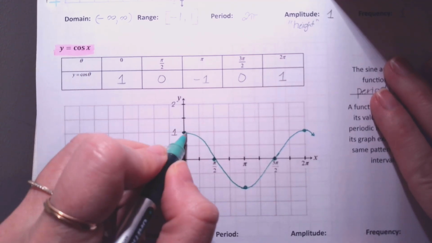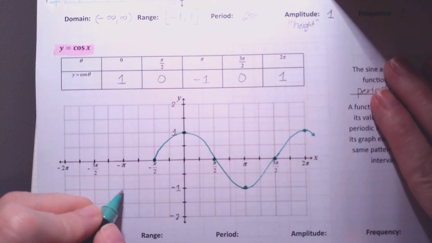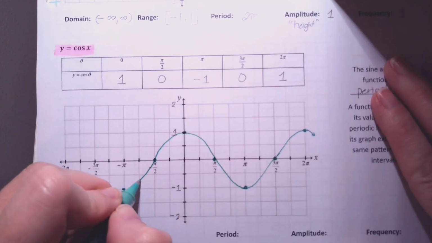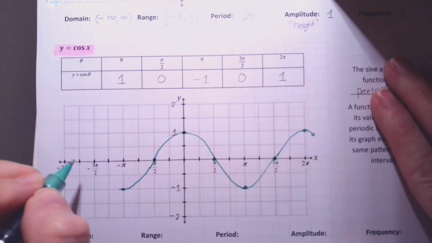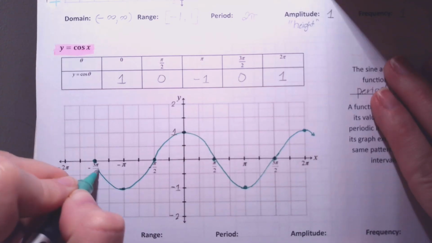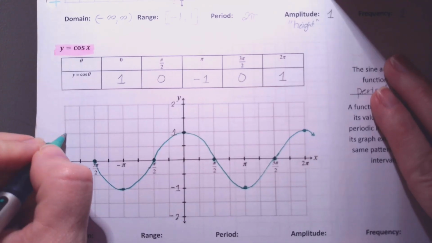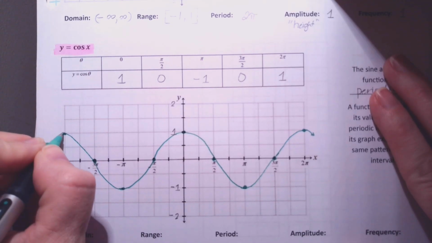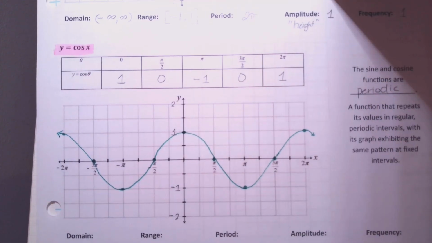So at negative pi over 2, it would be back at 0. At negative pi, it would be back down at -1. At negative 3 pi over 2, it would be back up at 0. And then at negative 2 pi, it would be back up at 1. And then it will just keep going. This is called periodic, where the same pattern repeats over and over and over and over again.